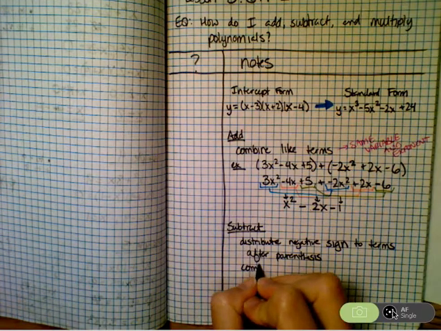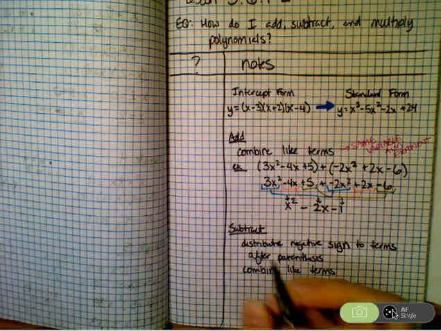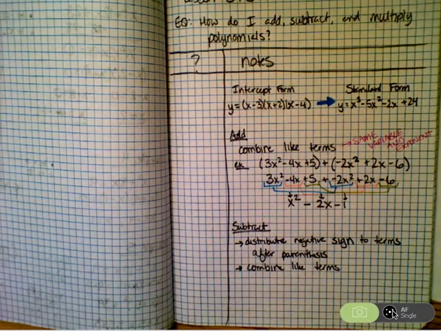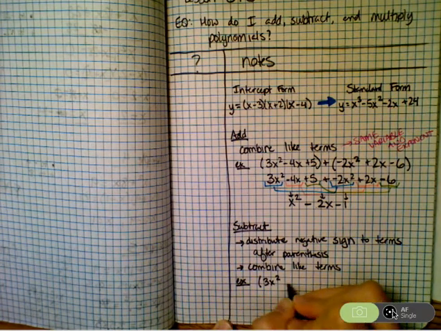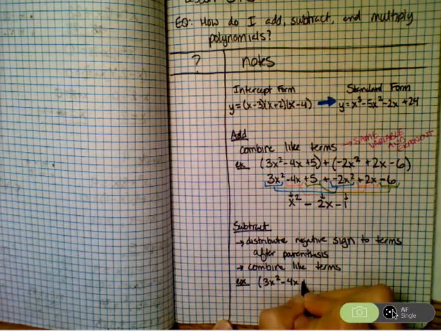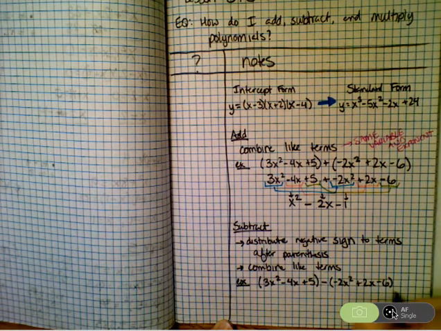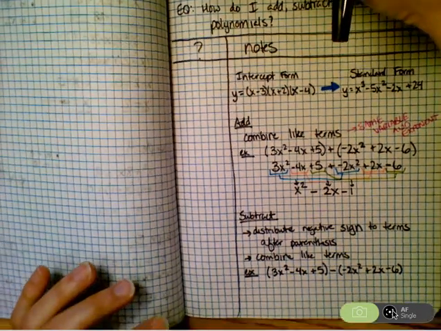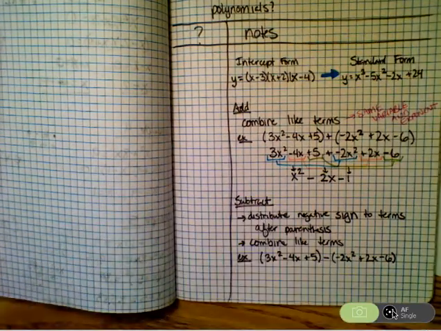And then combine like terms, just like when we add. Okay, so for example, if we have 3x squared minus 4x plus 5 minus negative 2x squared plus 2x minus 6. Notice this is the same problem as before, only with some subtraction in between instead of addition. Just slide that down a bit.